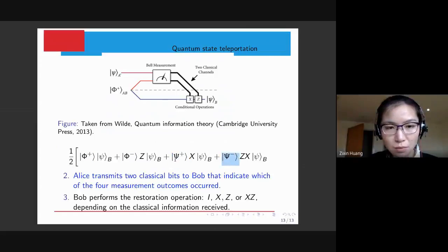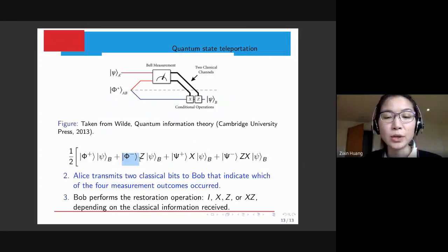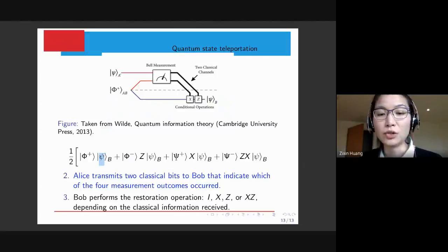And since the state has this structure, as soon as she's got a measurement outcome, for example, an outcome to say that she got a phi minus, she immediately knows that the state that Bob has is a Z applied to the original state that she wants to teleport. So this is this state over here. And so on and so forth. If she got a phi plus, then she knows that Bob has the original state. If she got a psi plus, then Bob's state has the X applied to it. And if she got a psi minus, then Bob's state has the Z and the X applied to it.